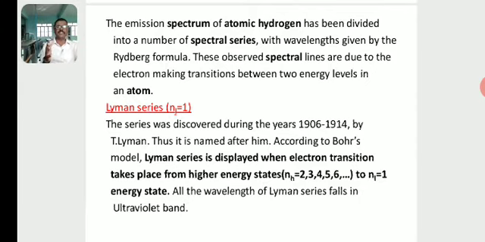What about the frequency or wavelengths of the photons which are emitted during the transition of electrons from higher energy orbit to the first energy orbit? They belong to the wavelength of ultraviolet rays, the so-called ultraviolet band.